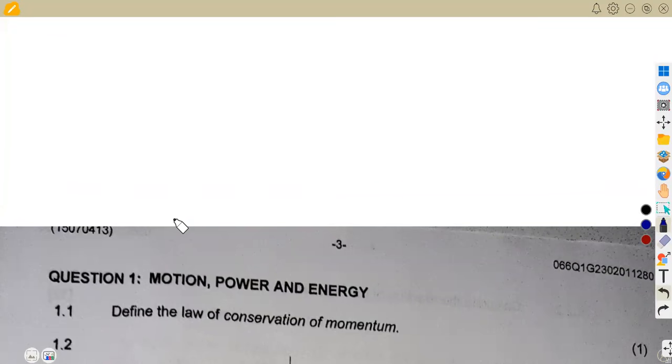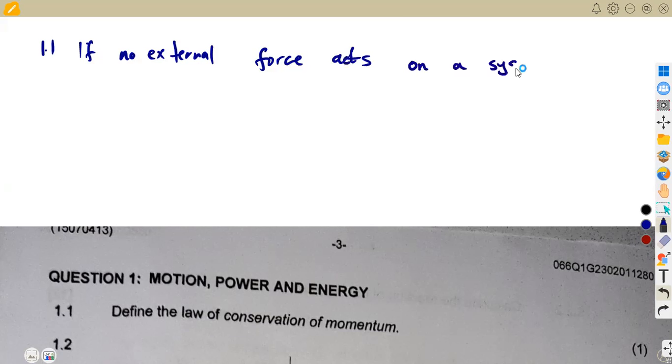If there are no external forces that are being applied on the system of objects that collides, then we are going to see that the total momentum is going to remain constant, just like what we have in energy. So in this case, let us just try to have it in writing. So we are simply saying if no external force X, or it can be forces, or it can be just a force, in that case, X on a system.